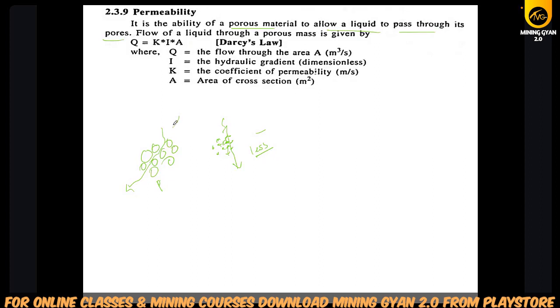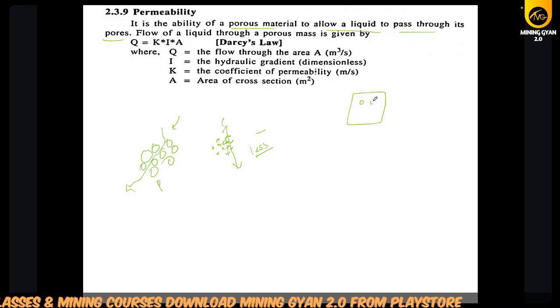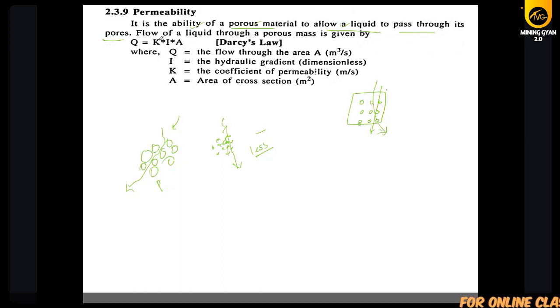Meaning, ability. If you have taken a sample, and the holes are smaller, then the water will pass with difficulty. If the holes are bigger, then the water will pass very fast. So what is permeability? It is the ability of a porous material to allow a liquid to pass through its pores.